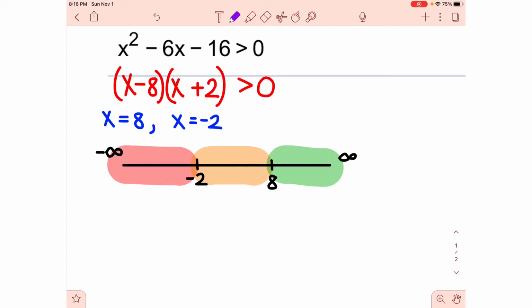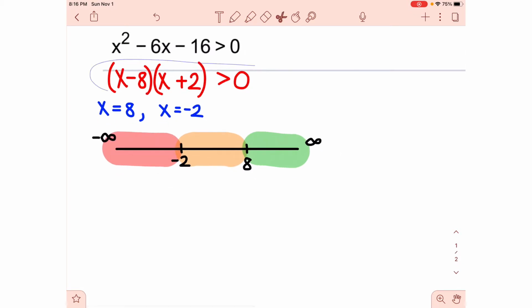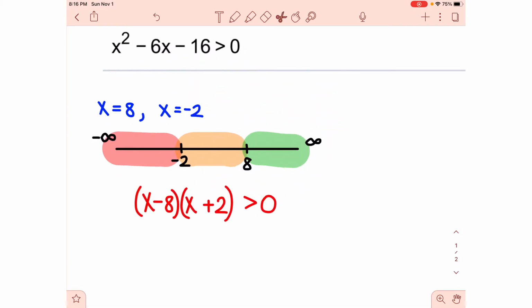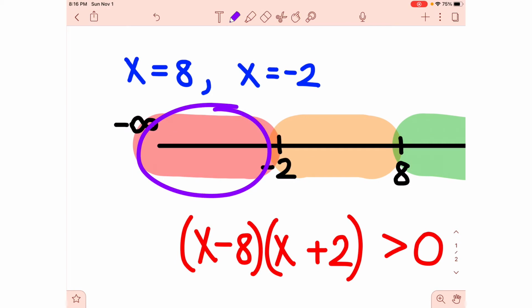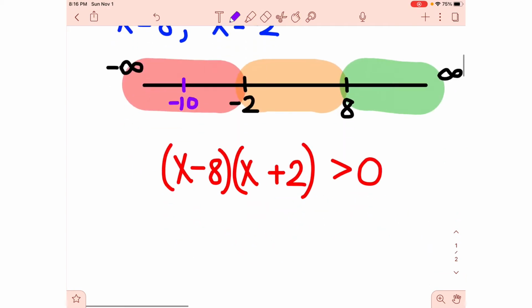But the easiest way to figure out where this function is positive and where it's negative is by just plugging in numbers. So what I'm going to be doing is I'm going to be picking random numbers to plug in to this inequality. So for example, in this red interval, if I pick a number like negative 10, and plug it in, what do I get? Do I get a positive answer or do I get a negative answer?